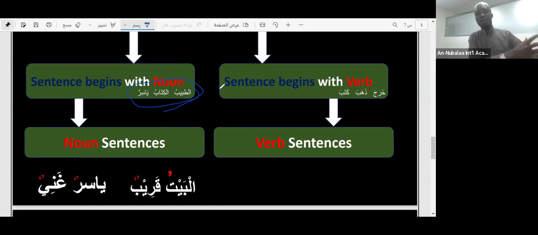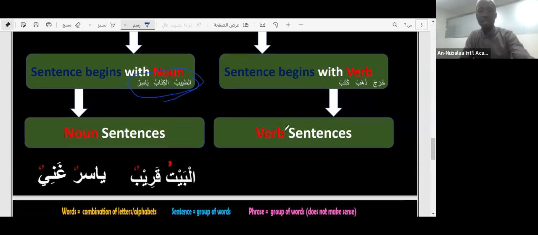Kharaja. When you have these, they are considered as what? As non-sentences. But when you have sentences beginning with verbs like kharaja, to go out, dahaba, to go, kataba, to write. Kharaja Zaidun, Zaid went out, that is, he has been inside before, then he went out. Dahaba Ahmed, Hamid has gone, for example. Kataba Muhammad, Muhammad wrote. So this one is called a verb sentence.